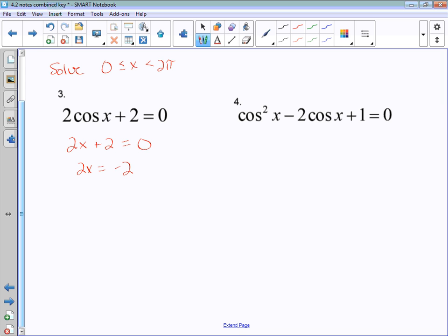Hold on. How would I solve this for x? So x equals -1? Yeah. So now do the same thing, but with that. So subtract your 2, divide by 2.